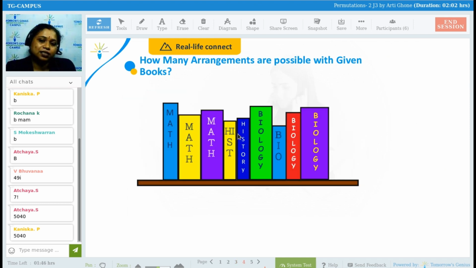Now, there are some changes over here. Tell me how many arrangements are possible with the given books. Is it the same? How many of you think this is the same one? 1, 2, 3, 4, 5, 6, 7, 8, 9. So is it the same way, 9P9?